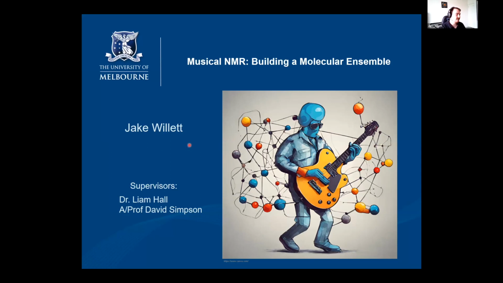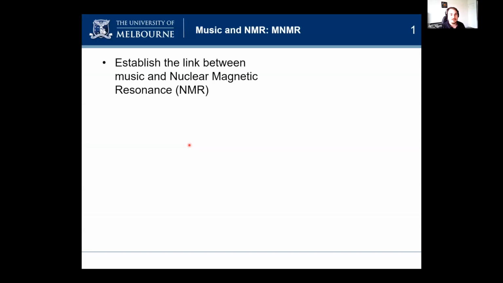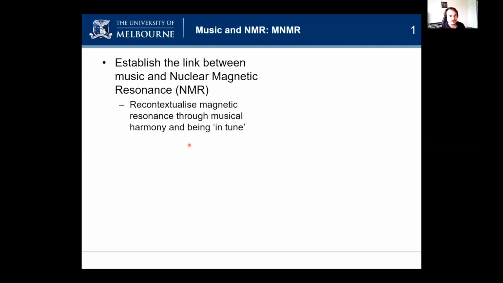Today, I'm going to be talking about some of the research I've been doing at the University of Melbourne. In particular, we're trying to look at nuclear magnetic resonance, which is a common technology used in spectroscopy techniques, in MRI, things like that, and trying to see if we can link music to it in some capacity.